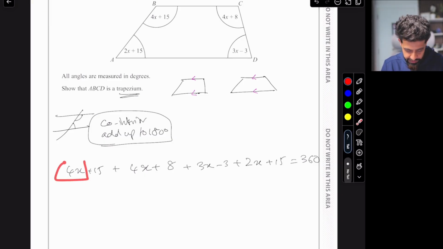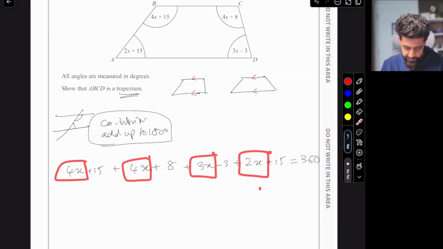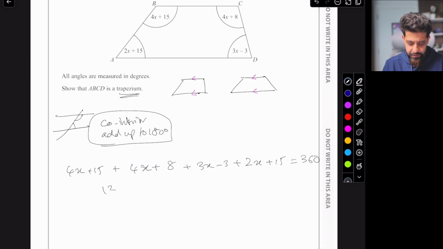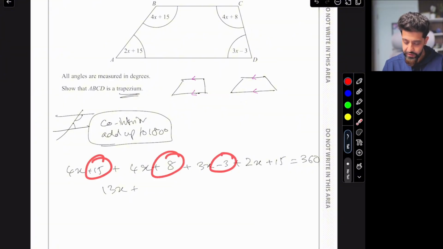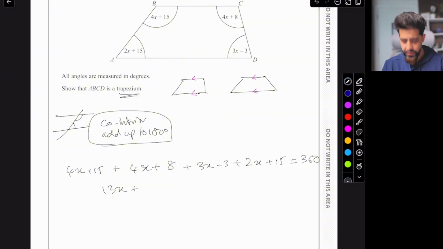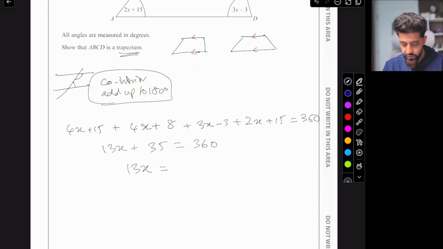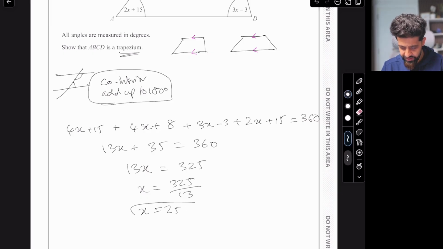Okay, so add up all of the like terms: 4x, 3x, and 2x, that's 5, plus 8 is 13. So we've got 13x. Add the 15, 8 minus 3, plus that is 35, and equals 360. Take the 35 to the other side, so 13x equals 325, and then divide by 13, so 325 divided by 13, x is equal to 25. Okay, x is equal to 25.